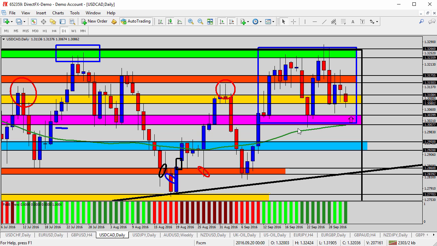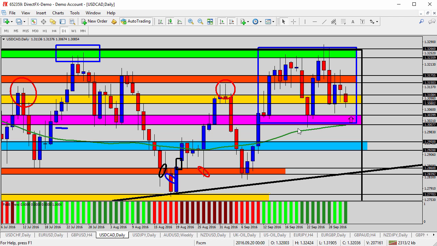Just look at what happened the last time it was here. It found a significant support, went all the way up to the green zone, 250-plus pips. So again, I think if you're looking to buy it, you want to buy it as close as possible. 100 period moving average, 3,000 price level, pink shaded area. And then look for the rally higher.